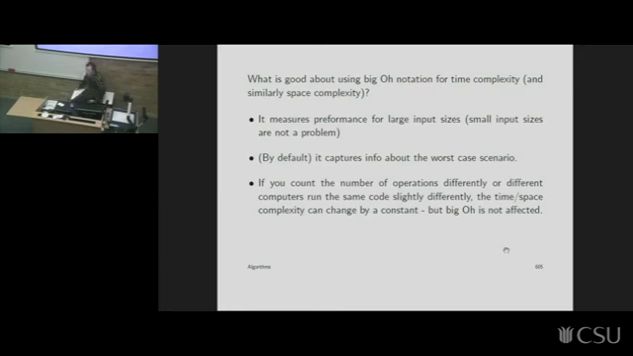So, why do we use big O notation? It's good for comparing how things are going to go for large inputs.